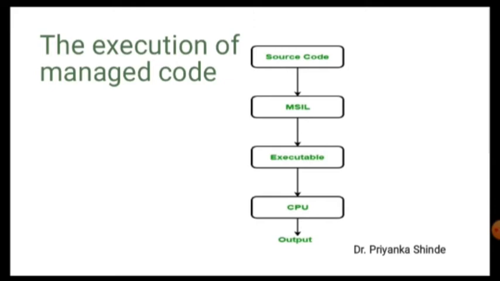So when we are using managed code, or CLR as the managed code execution environment, first of all we get MSIL code from the source code, and it is executed by CLR through the CPU and we get the output. This is the simple procedure, or execution steps, of managed code.